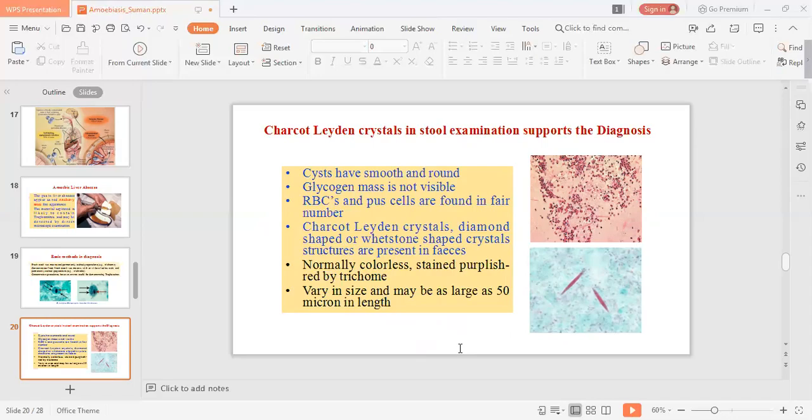So mostly the cysts are smooth and round. They are devoid of glycogen mass. And the stool sample possesses numerous RBCs and pus cells. These particular crystals, Charcot Leyden crystals, are either diamond shaped or else Wheatstone shaped. So here you can see the picture. Apparently they are colorless, but when you stain with this particular stain, they will stain purplish red via trichrome. And they vary in shape and in size, the length ranges from more or less 40 to 50 micron in length.